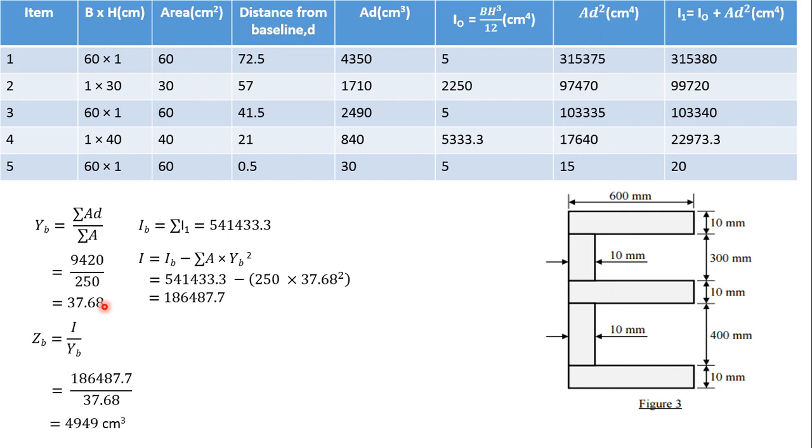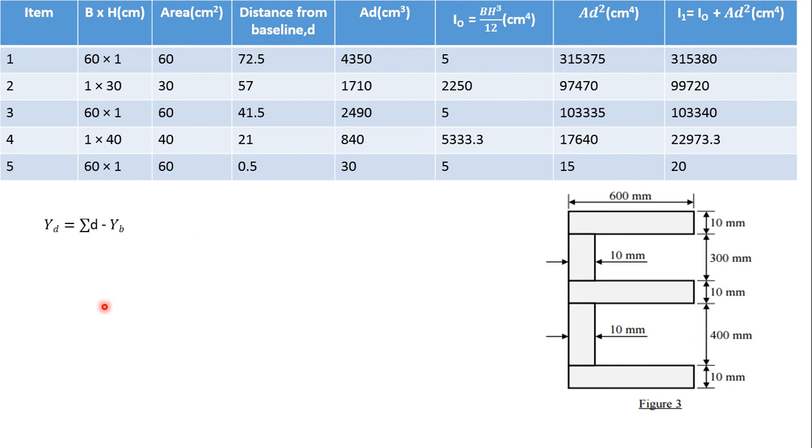Next you have to find the second section modulus, which is ZD. So how to find ZD? We have to find YD first. We take the total distance here, which is 1 plus 40 plus 1 plus 30 plus 1, which will give you 73, minus 37.68, which is your YB, and you'll get 35.32 for your YD. Next, you can find your ZD, which is I over YD, and you'll get 5280, and that's your final answer.